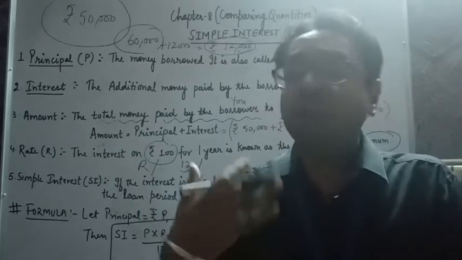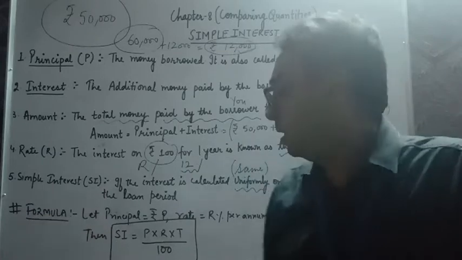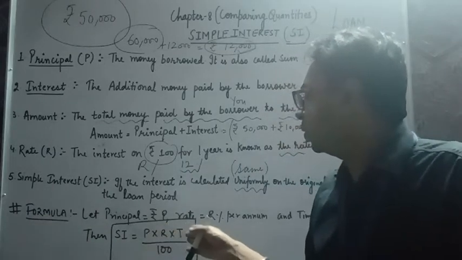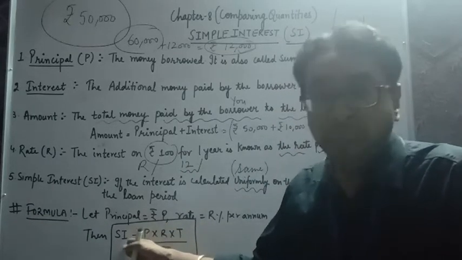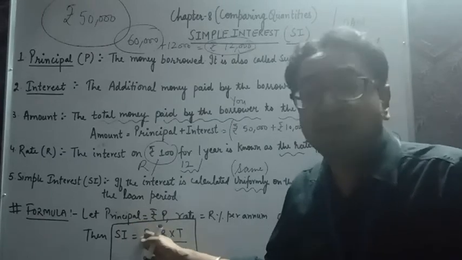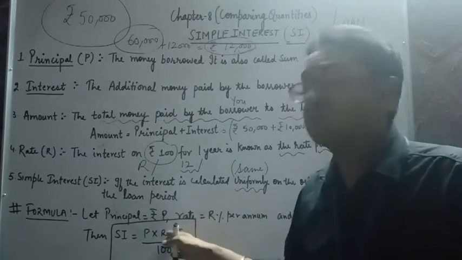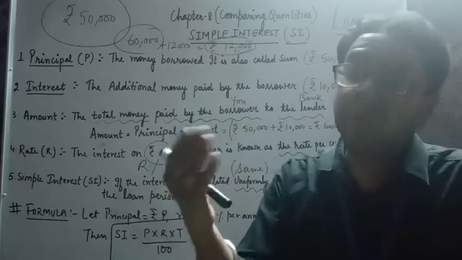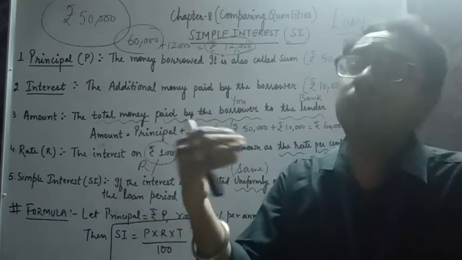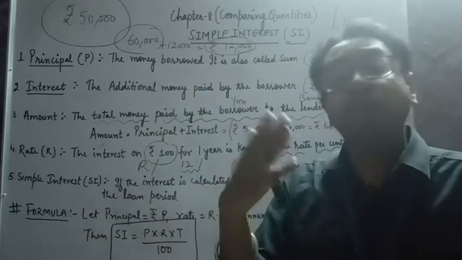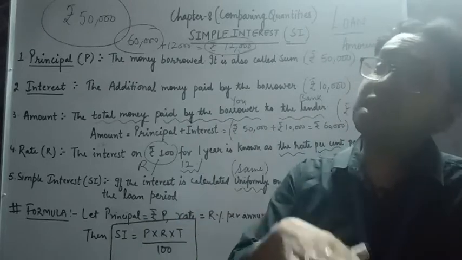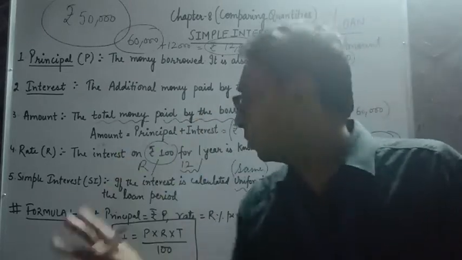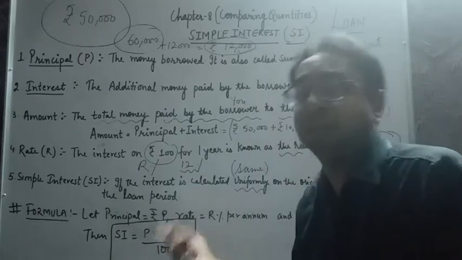Do you remember? Now various types of questions may be there. P may be given to you, R may be given to you, time will be given to you, they'll ask SI. Maybe SI is given to you, P is given to you, time is given to you, they'll ask R. Maybe SI is given, R is given, time is given, they'll ask principal. Maybe principal is given, rate is given, SI is given, they'll ask you the time. But whatever you have to do, just put the values and get the answer.